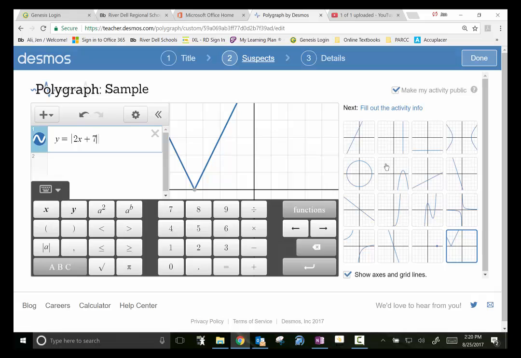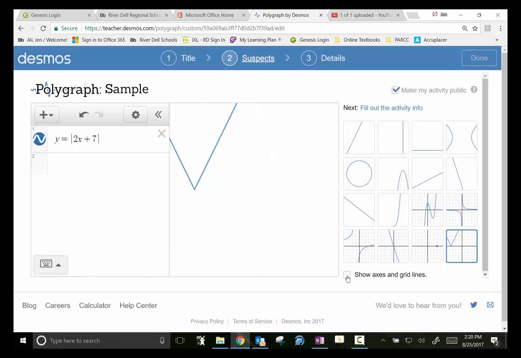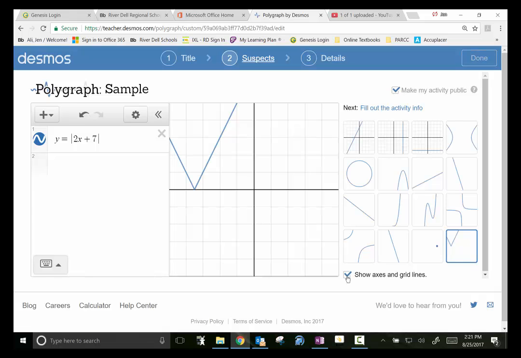Okay, so now you can see I have my 16 different graphs. I can choose to either show the axes or not show them. I'm going to choose to show them. I can make my activity public. That doesn't seem to make a difference because you can't find it in there. And then click Done.